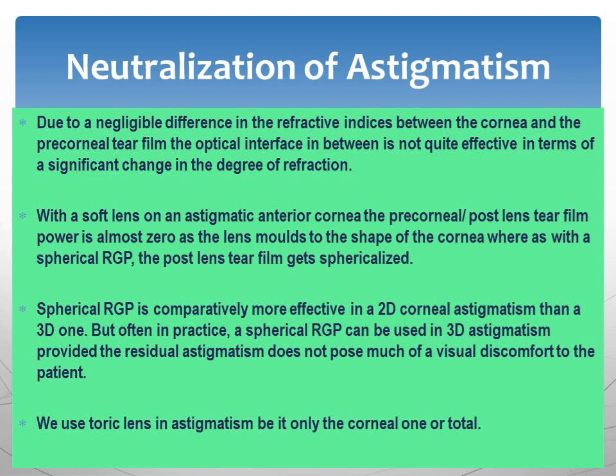But otherwise, it is always sensible to use a toric lens for astigmatism, whether it is a corneal astigmatism or a total astigmatism. We are going to discuss more about this in my next presentation.